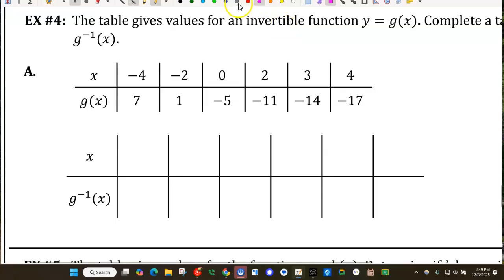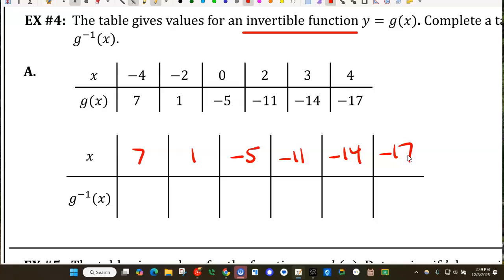We have a function. The table gives values for invertible functions. So it actually tells you it has an inverse. You don't have to worry about anything not working or not passing vertical line tests or horizontal line tests. It already tells you it's going to work. So what would the table be? X's become Y's, Y's become X's. So we could just switch the X's and Y's, and that's it. So this is the most straightforward type of showing of inverse, is just switching the X's and Y's.